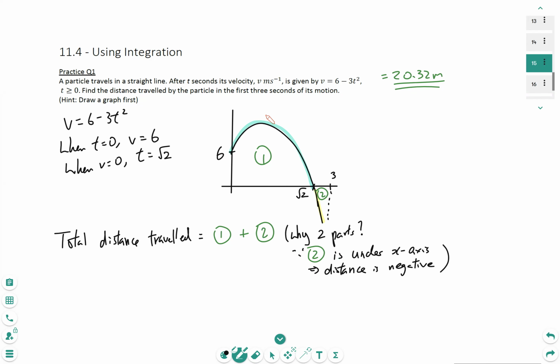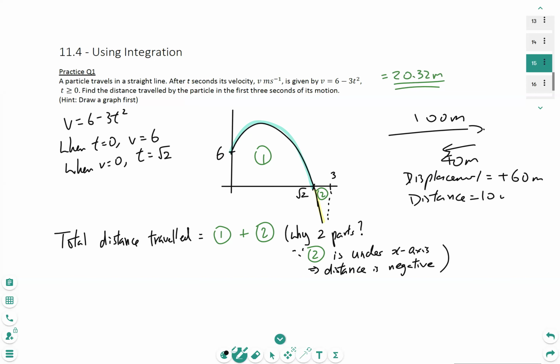Displacement is where you count from where you started at the beginning to where you ended up. I don't care where you're going in a journey, we just count the final position where you're standing, compared to the original. So let's say you travel 100 meters to the right, and you come back 40 meters, then your displacement will be plus 60. However, for distance, you have actually traveled 100 plus 40, which is 140 meters. So that's the difference.